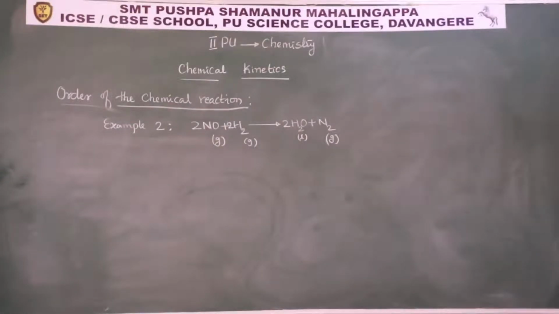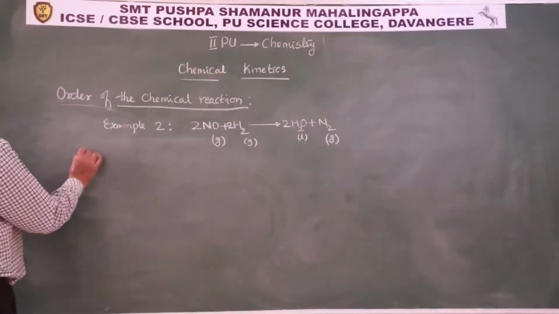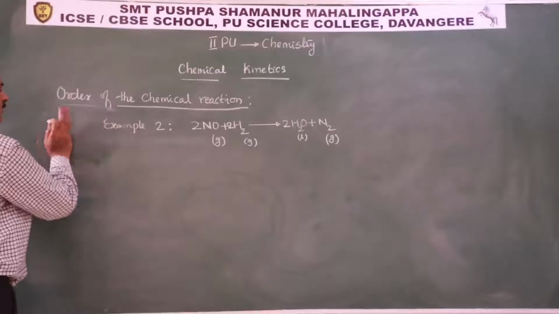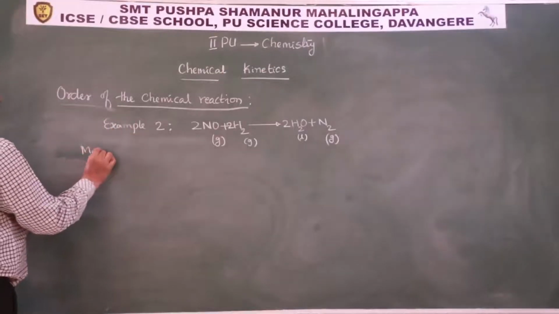Experimentally, the rate equation is determined, and the mechanism of the chemical reaction is given by the mechanism of the chemical reaction.